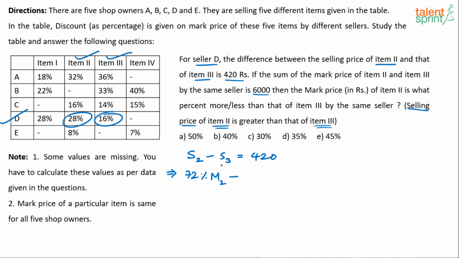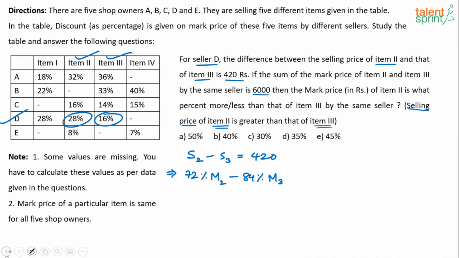Minus selling price of item 3, the discount on item 3 is 16%. So what is the selling price? 84%. 84% of what? Mark price of item 3. Remember, mark price for a particular item in all the shops is same, but mark price of different items is different. So you can't say both should be M and M.